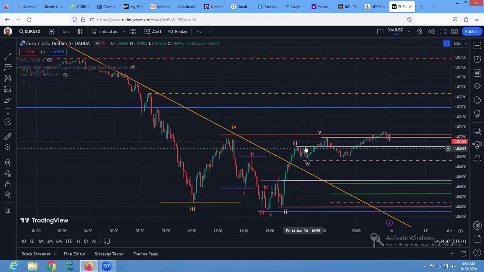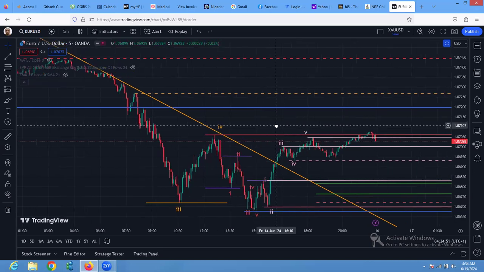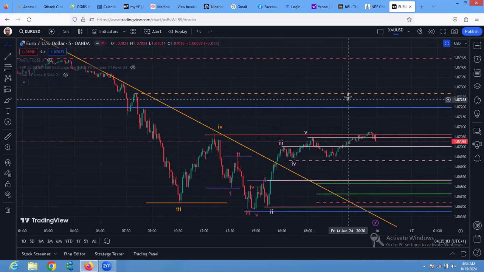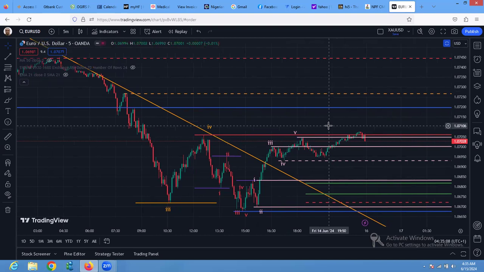This is a move. Now, in this being a move, if this is going to be a 4, I would have expected something more corrective. An A, B, probably the C will not break here. But again, anything is still possible because we're in the last point of movement of this trade.